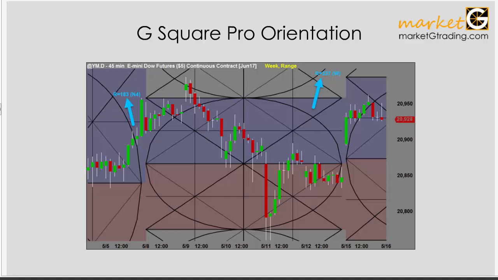So anyway, the N4 and the W here relate to Toby Crabel. Basically, what his book is about is how range expands and contracts, and how when range contracts, you can expect a range expansion, i.e. a breakout, and when range expands, you expect a contraction or correction period.